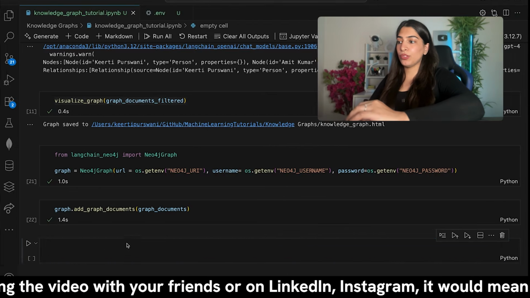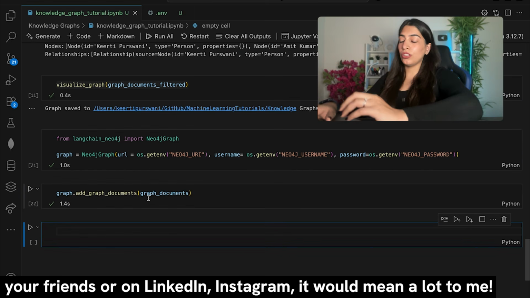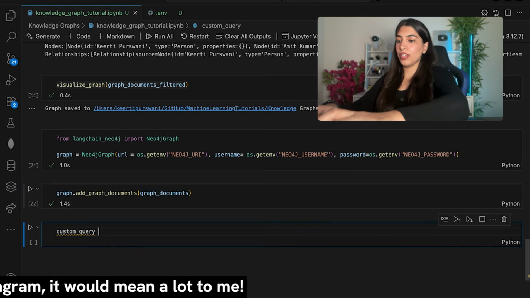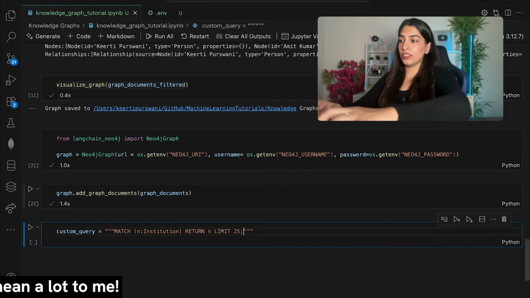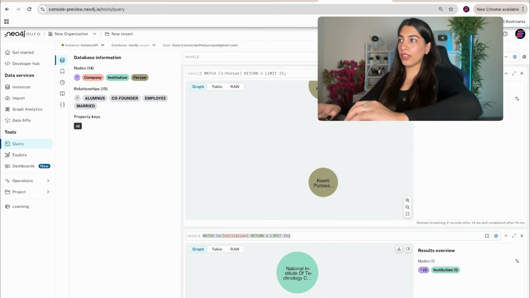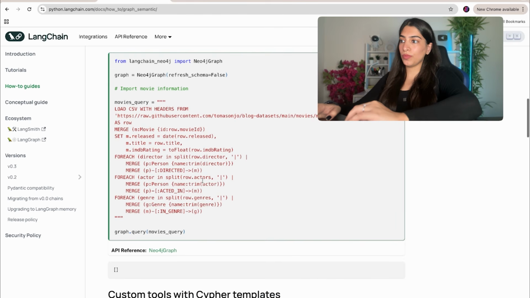And if I suppose go back to the documentation, to our code, and if I probably write it like this, that custom query, and maybe I'm going to just put it over here. And let's try running the query. How can we run the query? So if I go back to the documentation, I can just run it like this, graph.query, right?